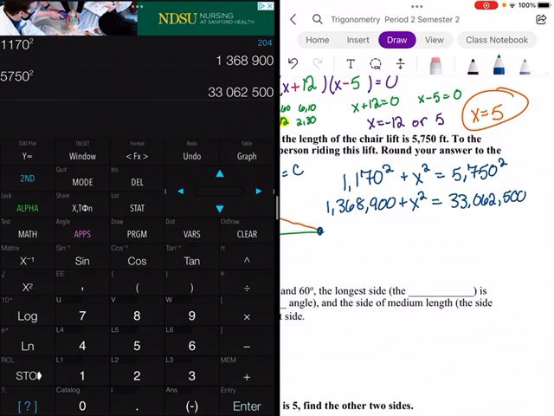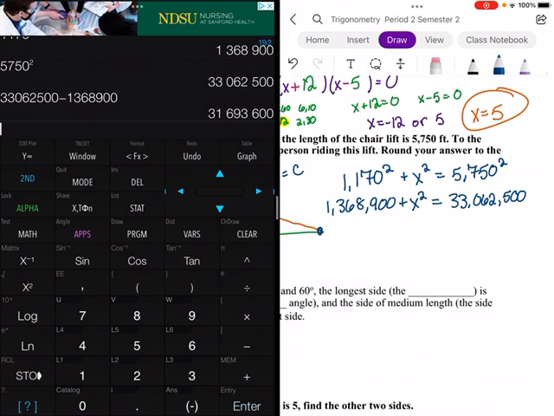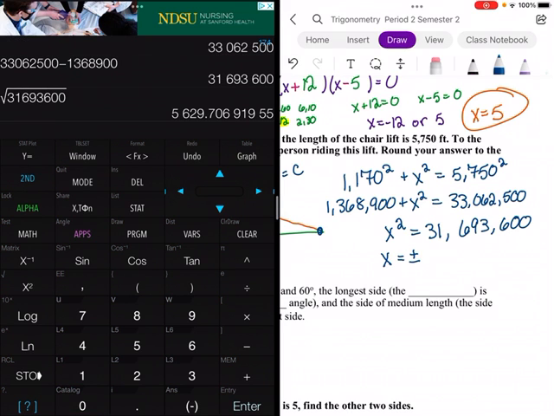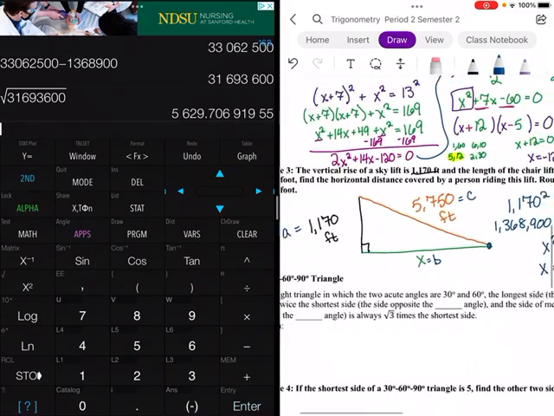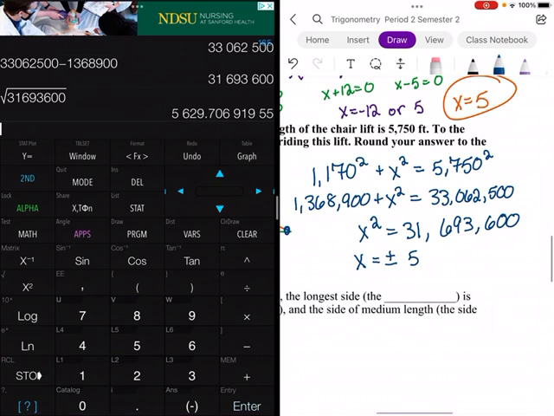Okay. Now we're going to solve for x. So we're going to take that 33 million and subtract our 1 million. And we're going to get x squared equals 31,693,600. So we need to figure out what just x equals. And remember, when you take the square root, you do get two answers, a positive and negative. So we're rounding to the nearest foot. So we're just going to round this, and we'll have about 5,630 feet.